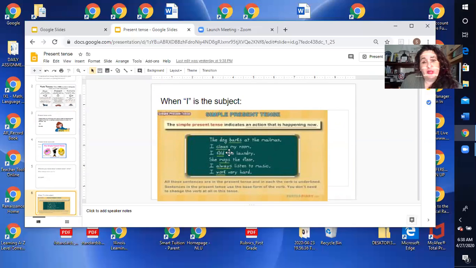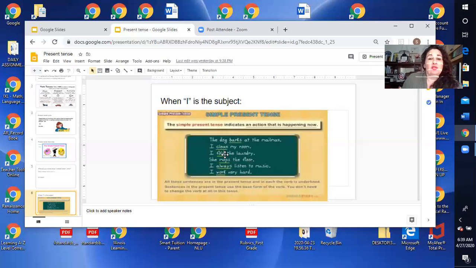Let's look here. The dog barks at the mailman. There's an S at the end because it's what the dog is doing right now. I clean my room. It is what you are doing right now. You would not say, I cleans my room. You would say, I clean. There is no S there. I fold the laundry. You are speaking about yourself with the word I. There is no S. It's not I folds the laundry. It is simply I fold.